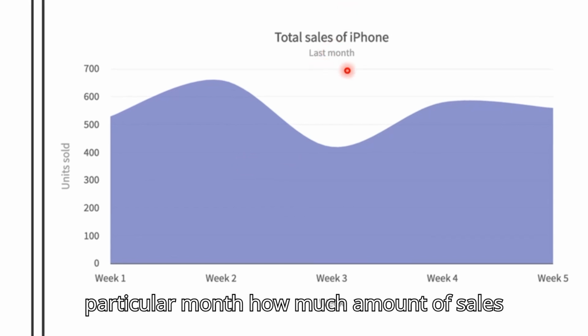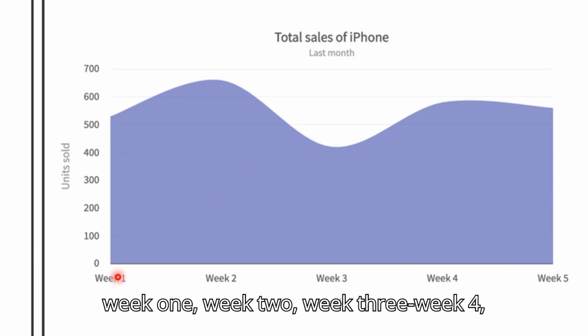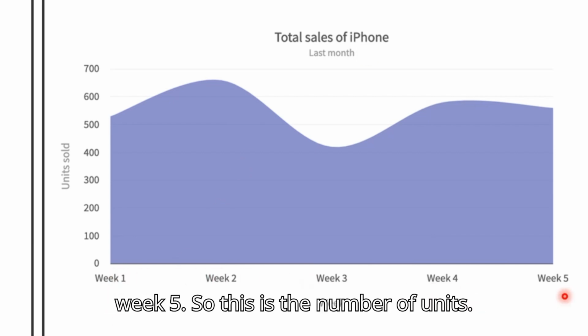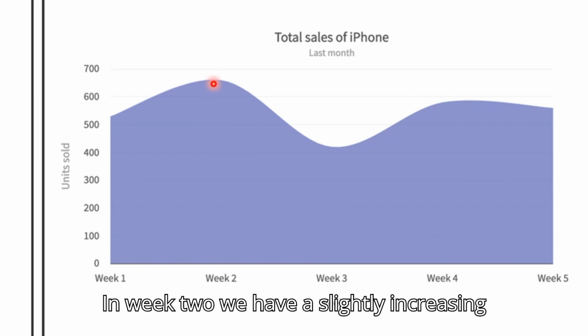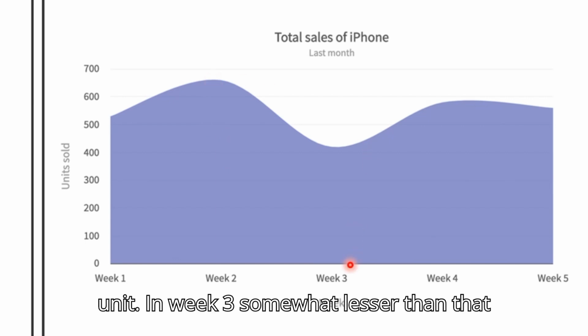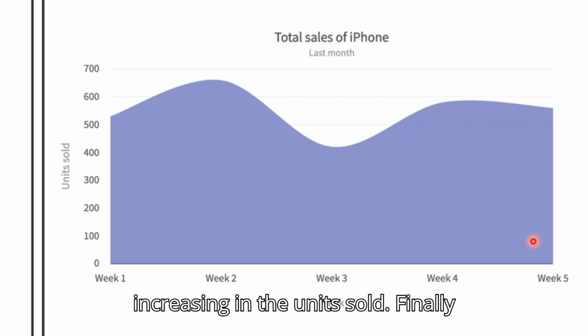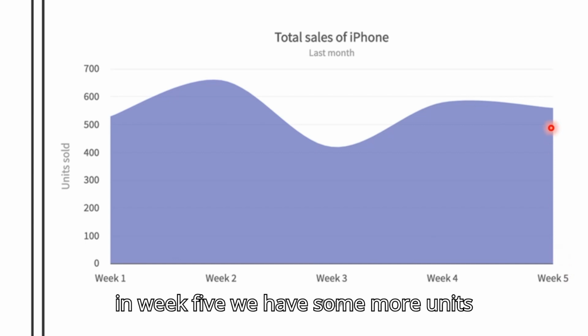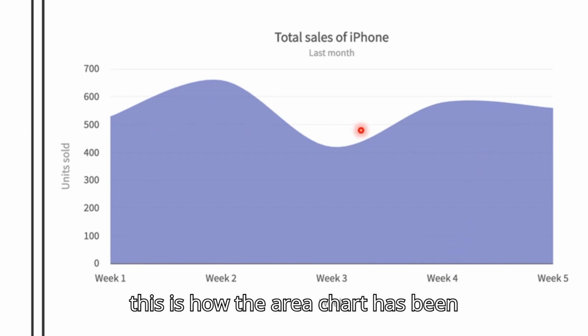Here for a particular month, how much sales of iPhone has happened. So this is week 1, week 2, week 3, week 4, week 5. This is the number of units. In week 1 we have 500 units. In week 2 we have a slightly increasing unit. In week 3 somewhat lesser than that. In week 4 again we have some increase in the units sold. Finally in week 5 we have some more units sold when compared to week 4. So this is how the area chart has been plotted.